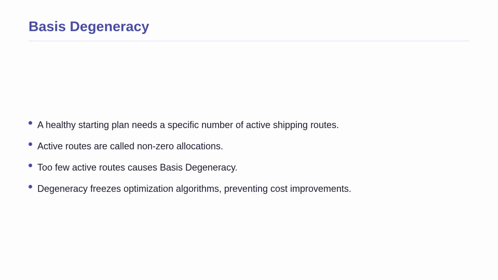When we create our initial delivery plan, we must pay attention to how many individual shipping routes we have activated. In a standard transportation matrix, a healthy, non-degenerate starting plan must contain a very specific number of active routes, which we call non-zero allocations. If our plan has too few active routes, we encounter a condition known as basis degeneracy. This is a mathematical roadblock where the solution lacks enough independent data points. If you do not have enough active shipping lanes, the mathematical machinery used to find the cheapest cost later on will freeze and fail to work.